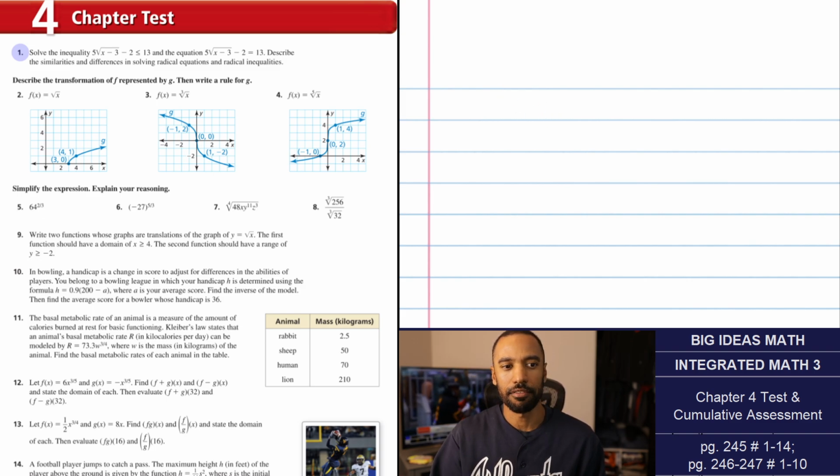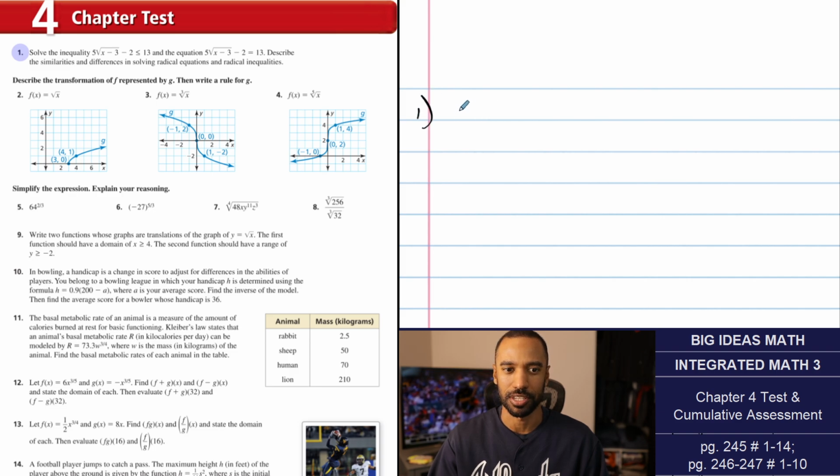Solve the inequality 5 times the square root of x minus 3, minus 2, is less than or equal to 13, and the equation 5 times the square root of x minus 3, minus 2, equals 13. Describe the similarities and differences. I don't like describing similarities and differences. If you don't mind, I'm going to do the equals one first. I think that that's more in tune with what we practice, and then the inequality one will follow suit quite a bit.